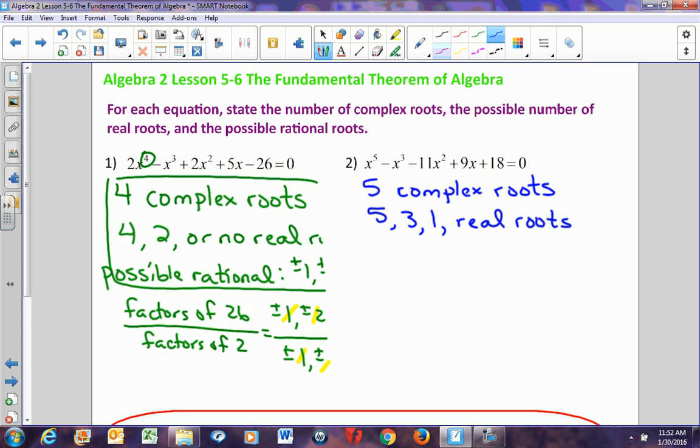Okay. Possible rational roots. We're going to have the factors of 18 over 1, which means the possible rational roots are plus or minus 1, plus or minus 2, plus or minus 3, plus or minus 6, plus or minus 9, and plus or minus 18. I love it when there's no denominator, because then you just have to do the factors at the top, which is 1 times 18, 2 times 9, 3 times 6. Okay, so those are all your 5 complex roots, 5, 3, or 1 real, and your possible rational roots.